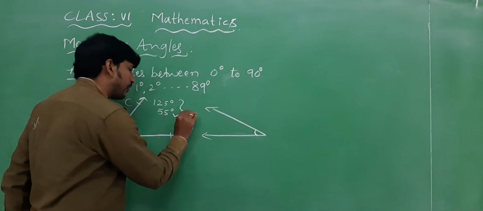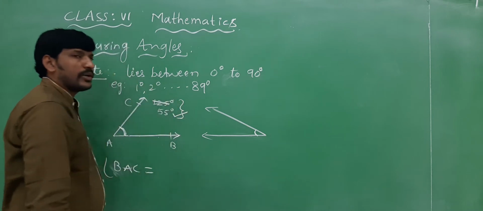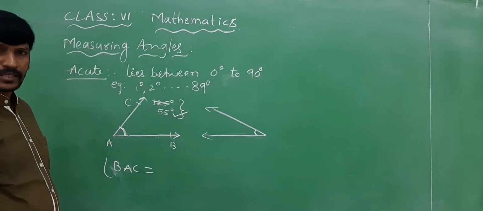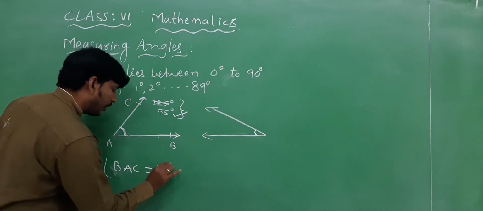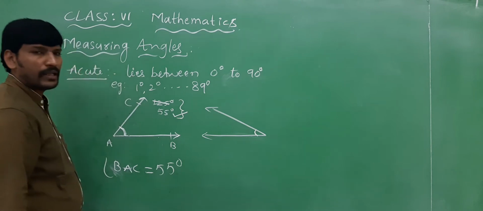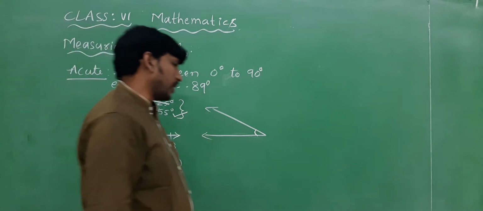So we should consider 55 degrees. We should not consider 125 degrees. Is this clear, children? So the angle BAC is equal to 55 degrees. Is this clear? Now let us measure this one.